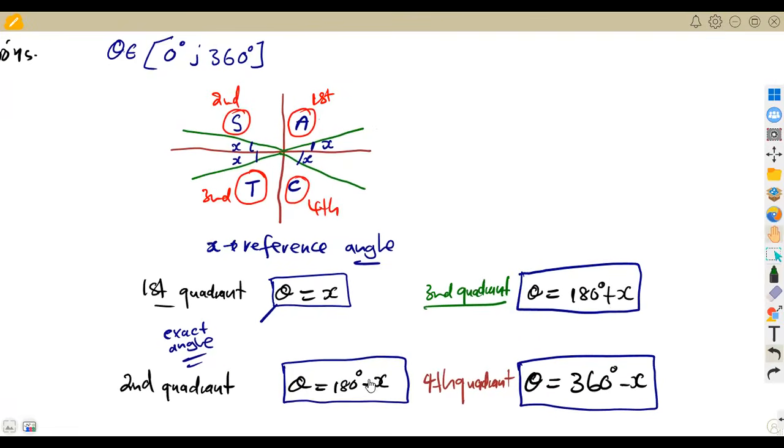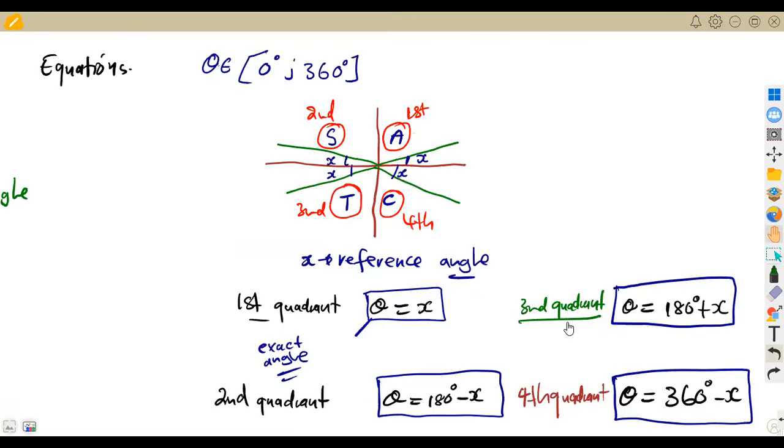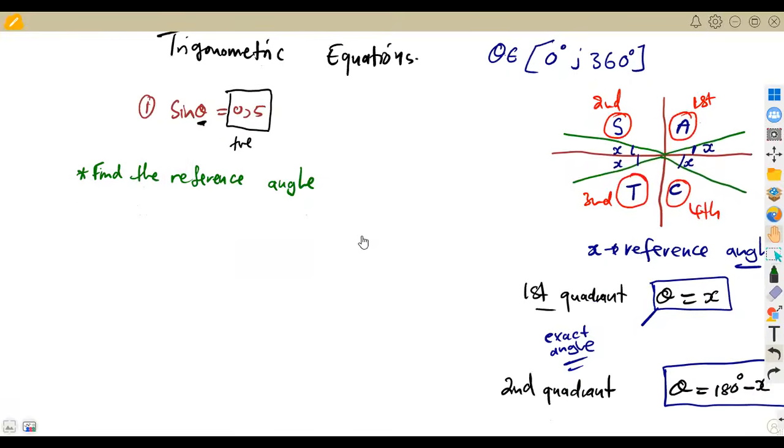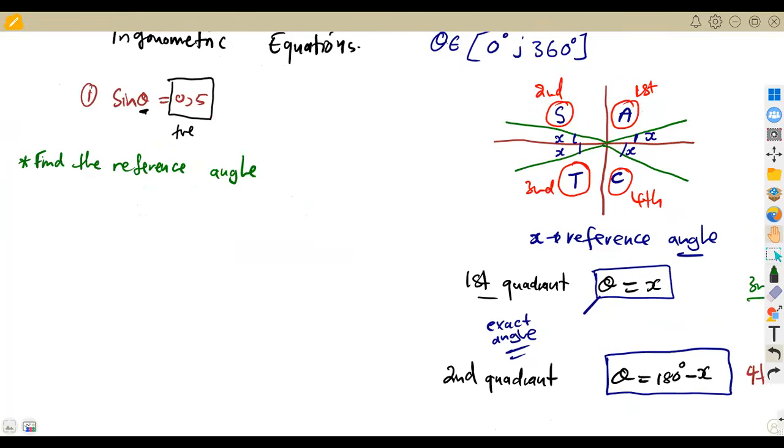Are you going to add that reference angle to 180? Are you going to subtract the reference angle from 180? Are you going to subtract from 360? Or are you going to take the reference angle as it is, depending on the quadrant, which is represented by the trig that you are given here? Like I said here, our sine is positive.